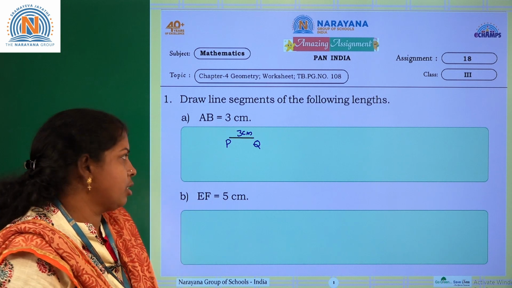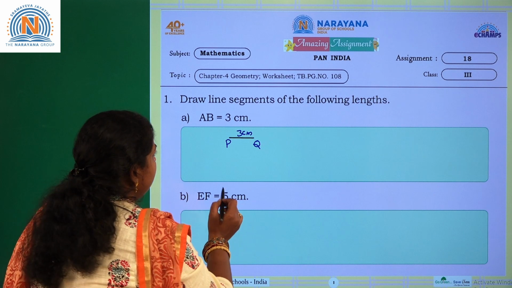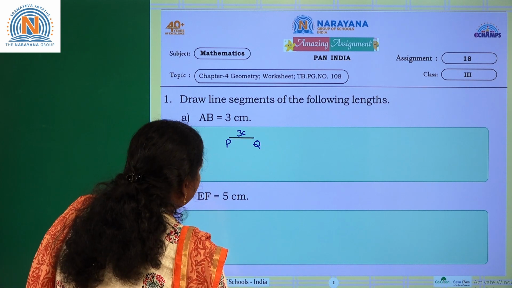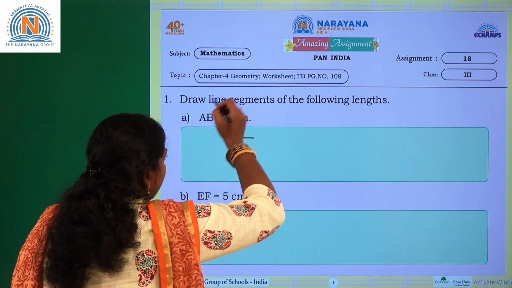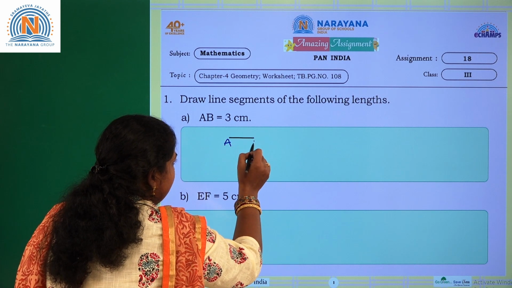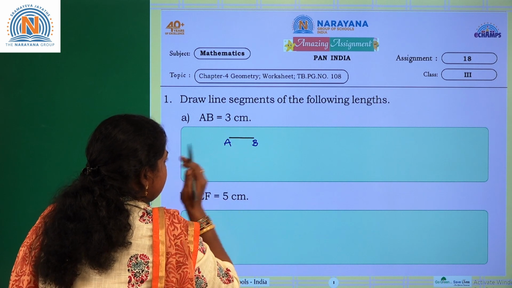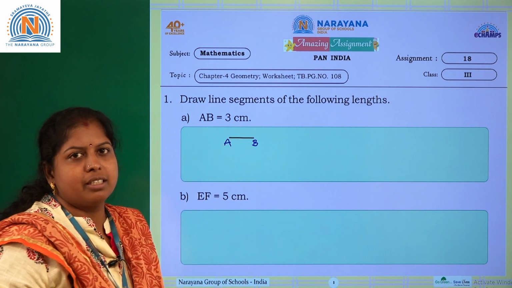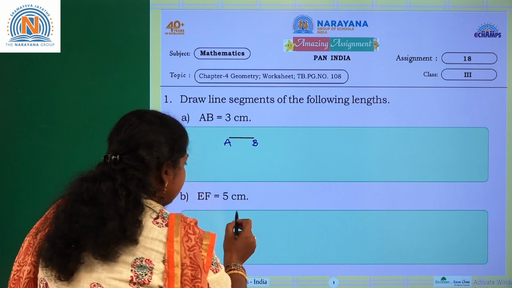Okay children, like this you have to draw on your notebook. Next, here the name was given as AB, right? So you have to keep the name as it is given. Don't take your own name, take A and B. You have to take the initial point as A and ending point as B, and then name that line segment as AB with length 3 centimeters. And the next one is EF, 5 centimeters.